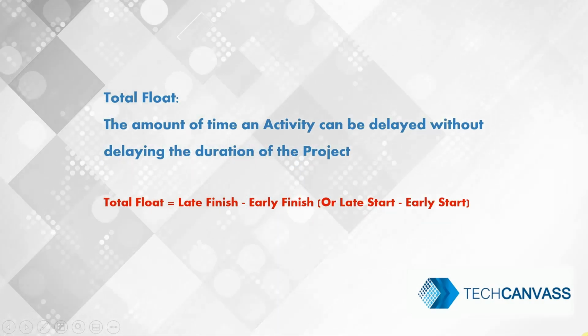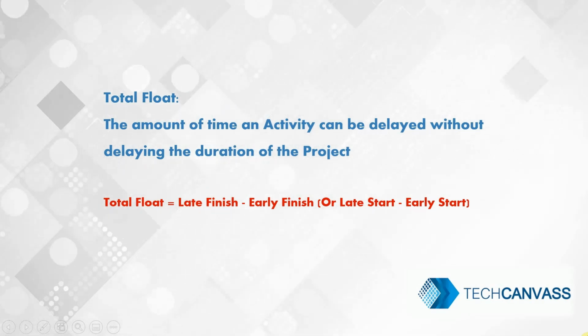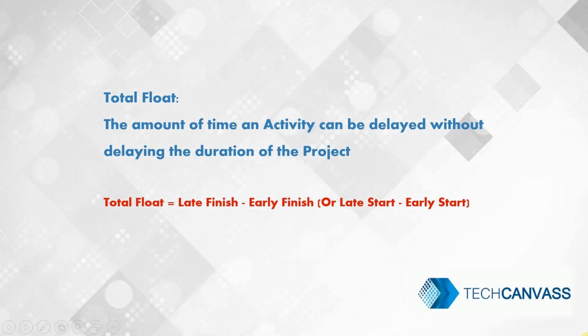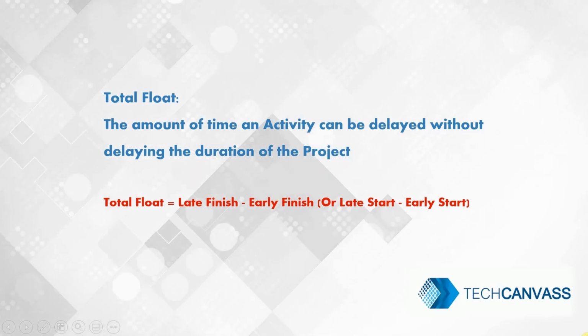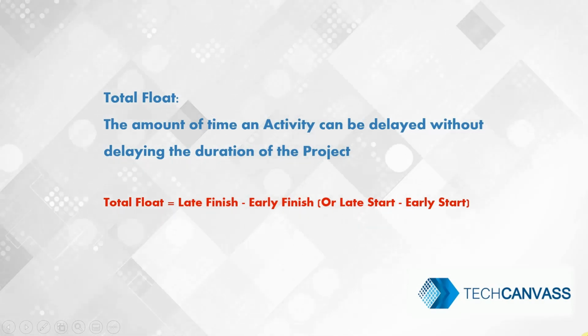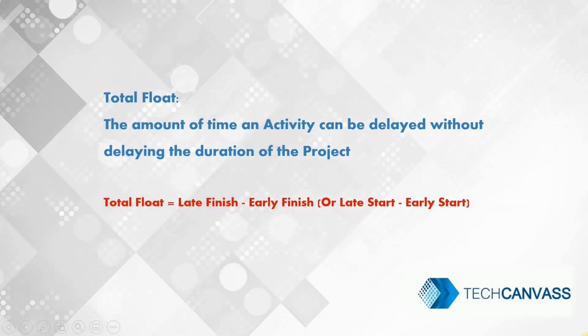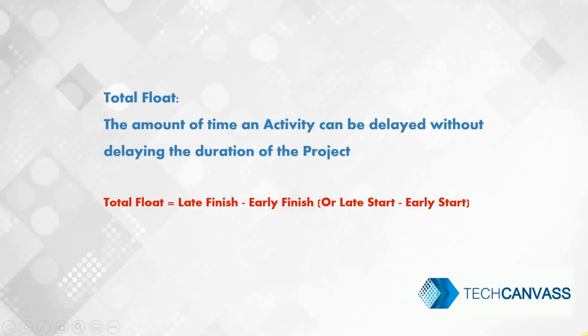Now, what is a total float? The duration of time of an activity that can be delayed by the team without delaying the project's final end date is called total float. You would have guessed by now that critical path activities will have a total float of 0, as it is the longest possible path in the project. The formula for total float is late finish minus early finish or late start minus early start.